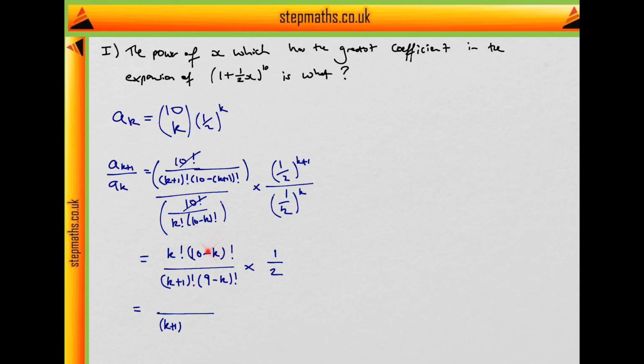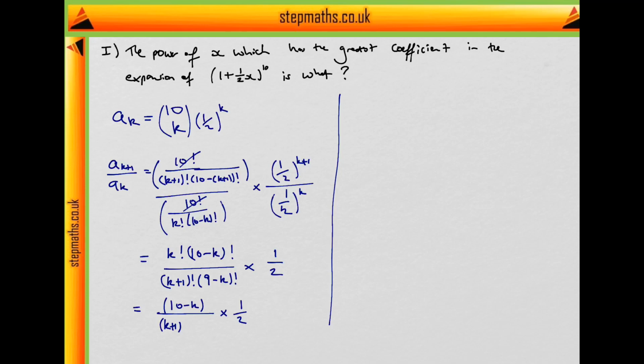And then, well, this here is 10 minus k factorial, and that's 9 minus k factorial. So we cancel off the 9 minus k factorial to leave us with just a 10 minus k on top. And it's that times 1/2. Okay, so we said we want that ratio to be greater than 1. Well, when is that?